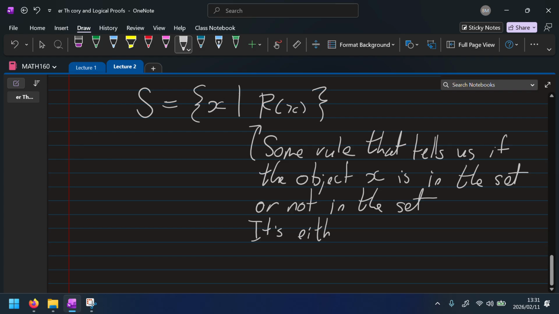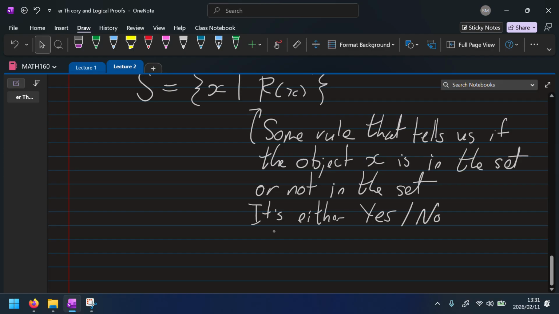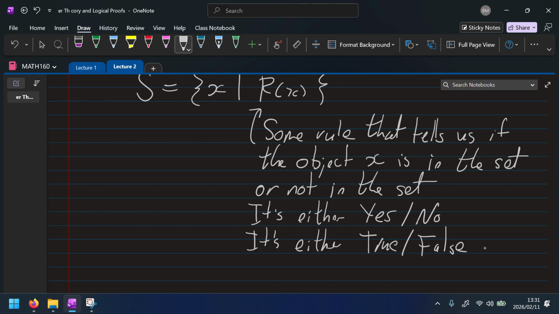So it's either yes, it is in the set, or no, it is not in the set. Or another way of phrasing it, it's either true, so it evaluates to true, as in yes, it is in the set, that's true, or it evaluates to false, as in it is not in the set. It's binary, it's one or the other. Okay, yes, no, true, false. In the set, not in the set.